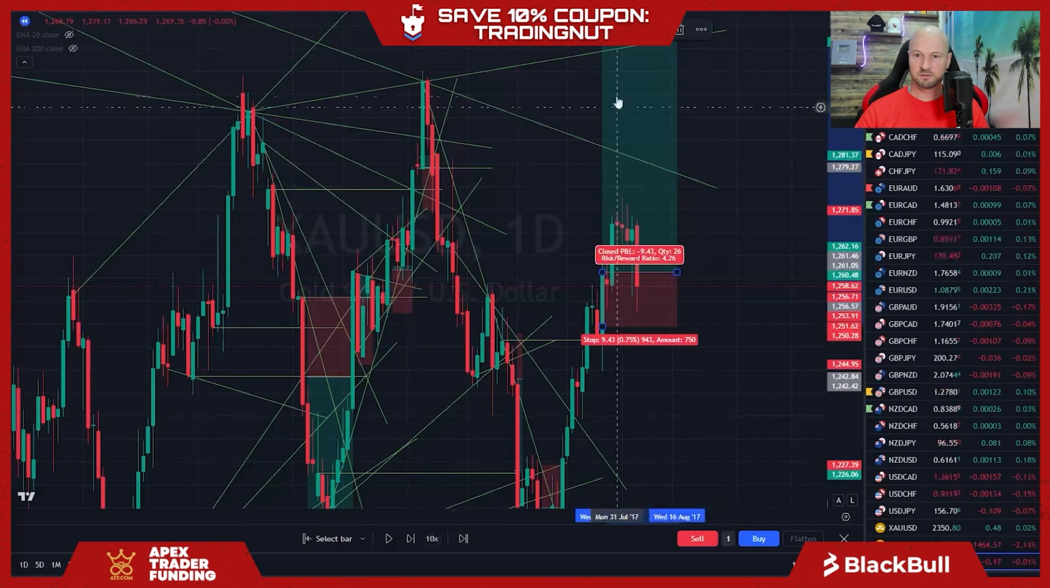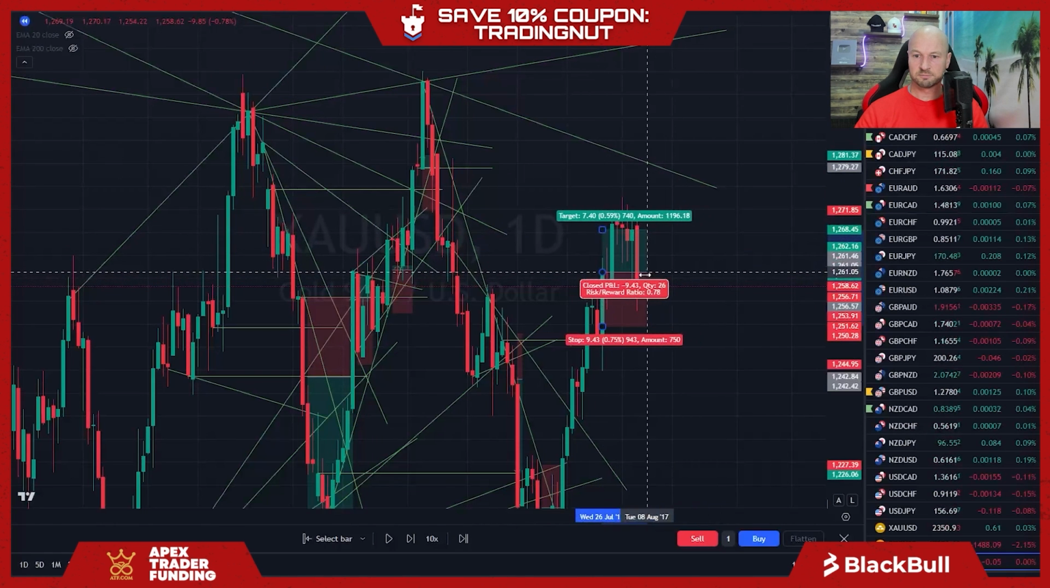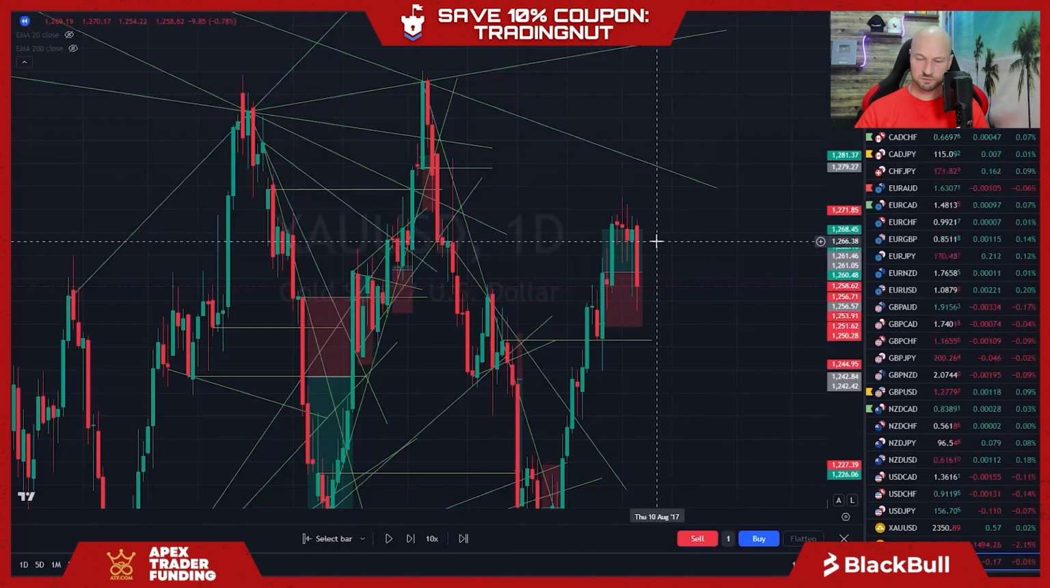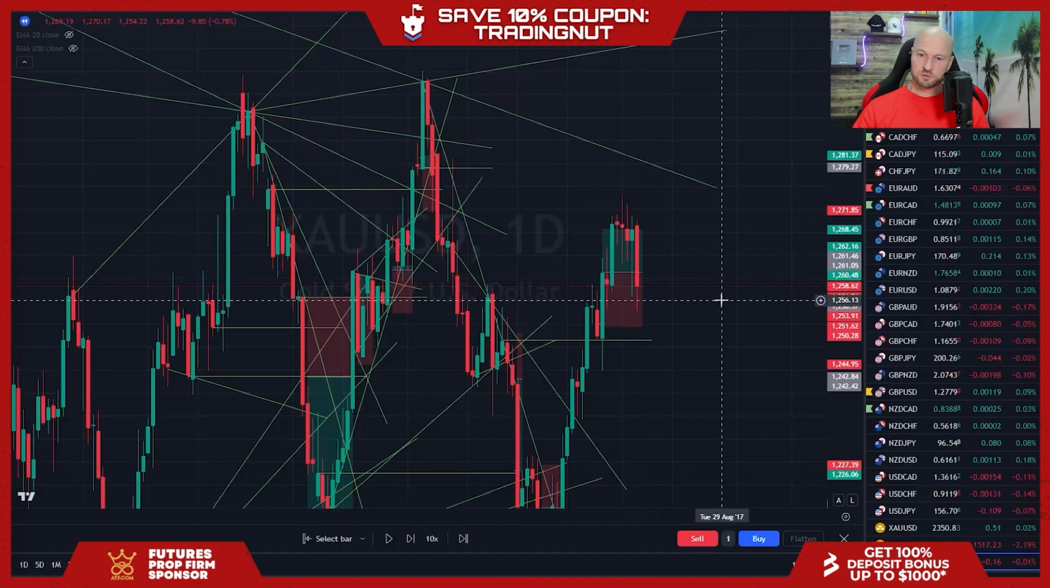Okay, we're out for break even. So we got our money and we got stopped out. Okay, so we're now looking for shorts off this level here. Stops above there in the uptrend if that was the turning point.